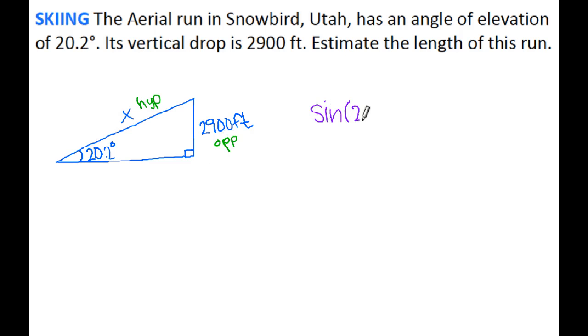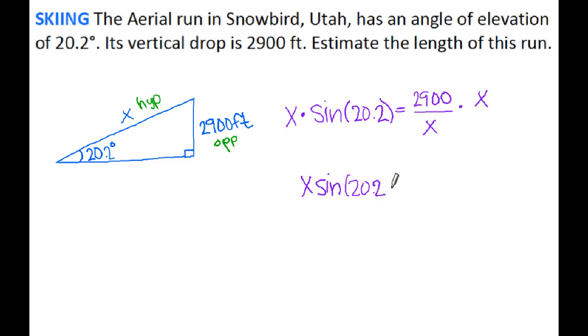So I have sine of my angle equals my opposite side over my hypotenuse. Trying to get my x by itself, it's stuck in the denominator, so I'm going to go ahead and multiply both sides by x. And that gives me x sine of 20.2 equals 2,900. I need to get my x by itself, so I'm going to divide both sides by sine of 20.2.